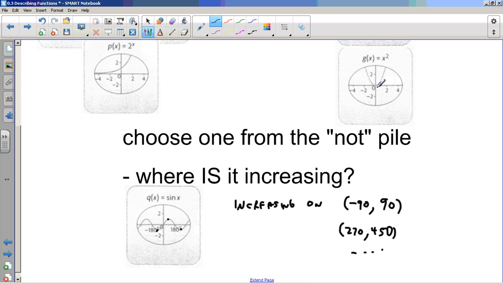Notice for some of these other ones, a little less interesting. This one increases on an easy interval, 0 to infinity. And notice I'm using my interval notation rather than set notation. All right, ready for another sort?